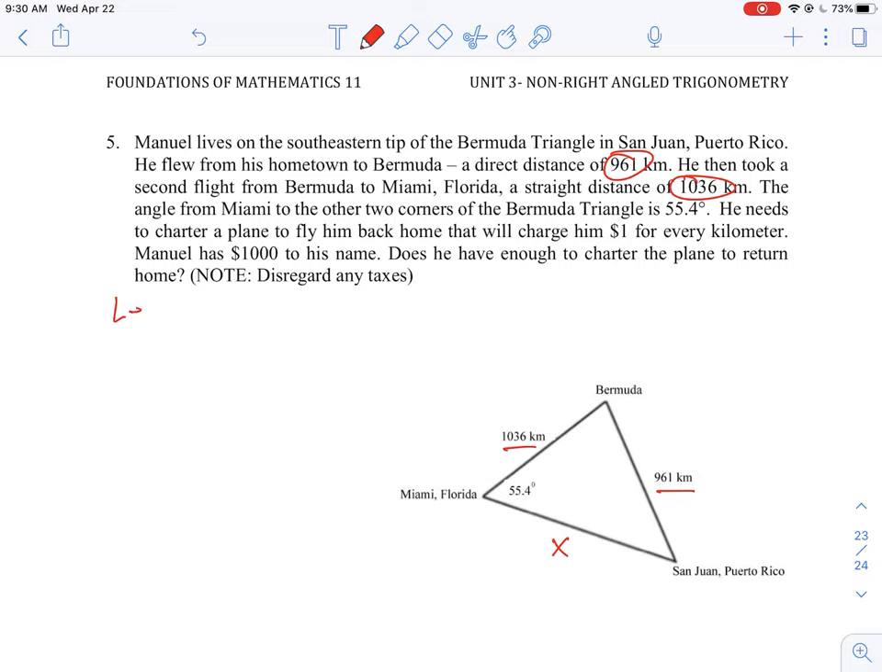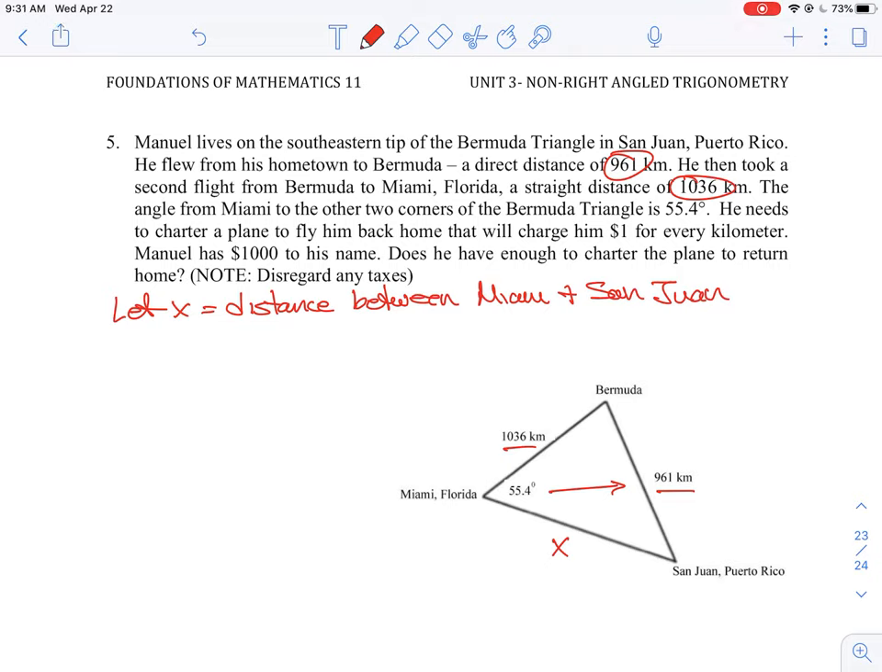Okay, so let X equal the distance between Miami and San Juan. Okay, so that's one thing we have to find. Now, in this question, how would we be able to do this? So we are asked to use the application of the sine law in these sets of problems. So we need to identify an angle and a side pair to work from here. So right away, we can see that 55.4 and 961 is one of the pairs.